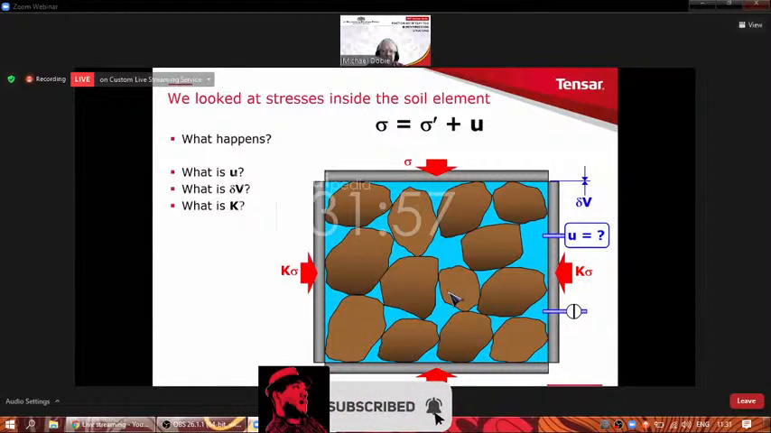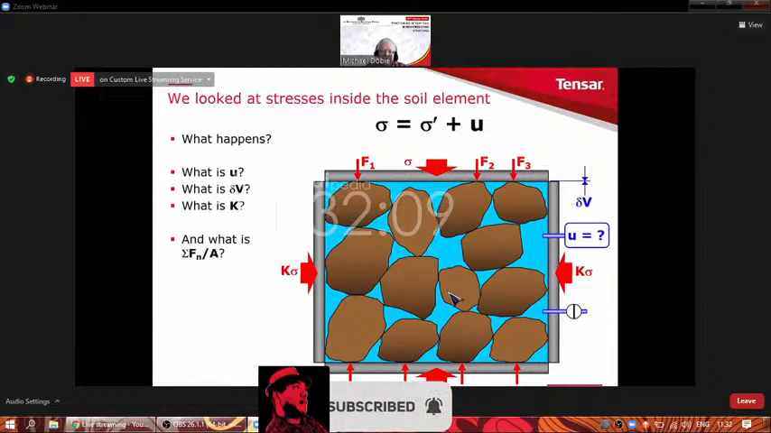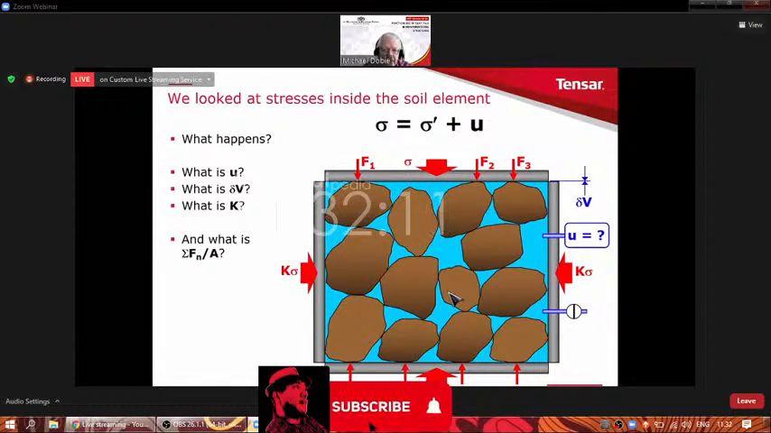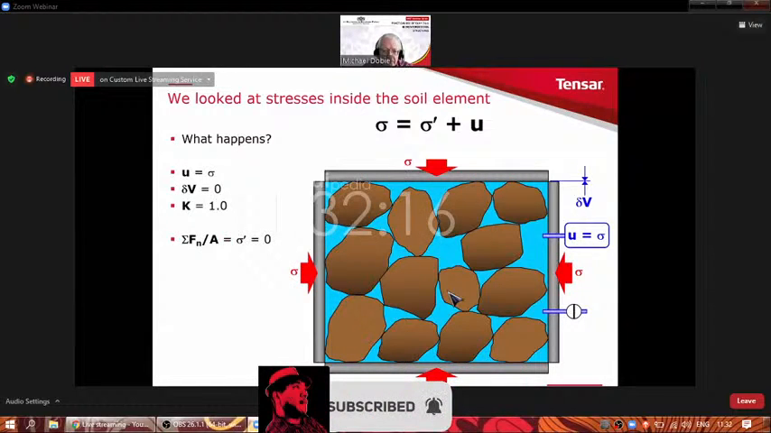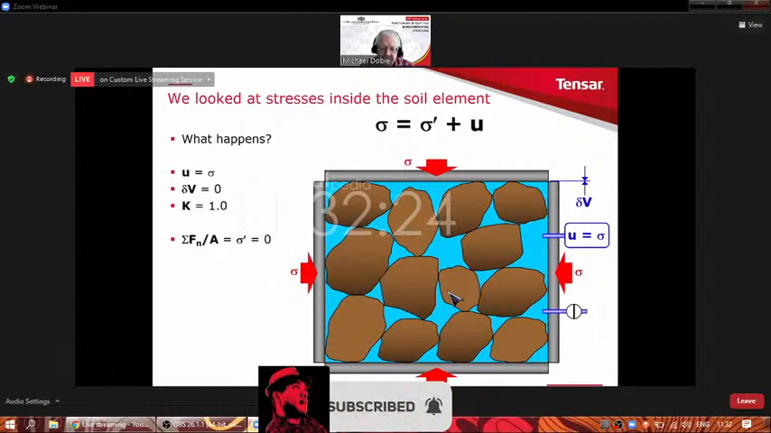And in this particular case, we also want to know something else. What is the stress that's then transferred through the soil grains, which would be the effective stress? And in this particular situation, it'll be like this. The U value will be the same as the applied sigma. The change in volume will be 0, and the value of K will be equal to 1. And then the effective stress will be 0.